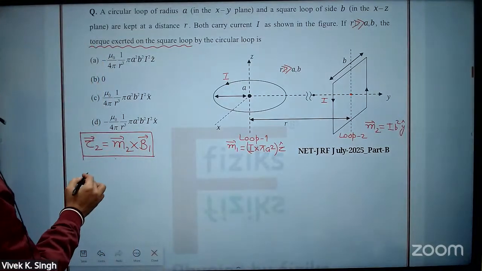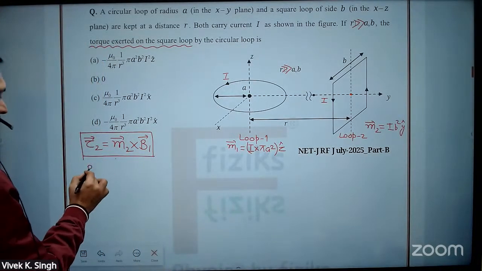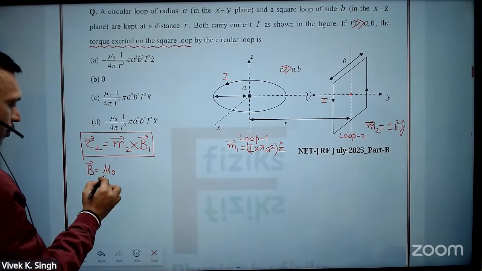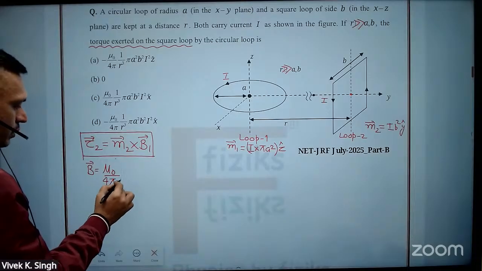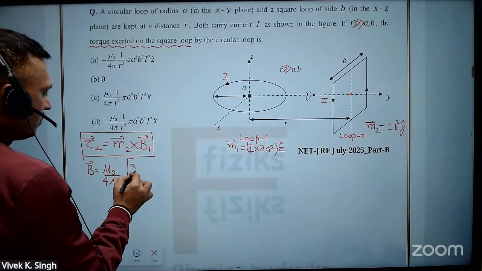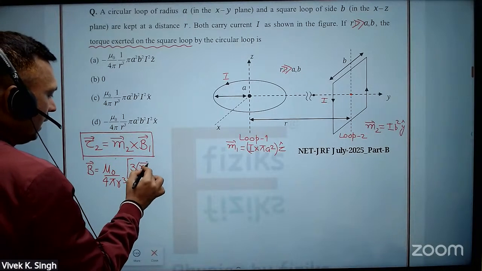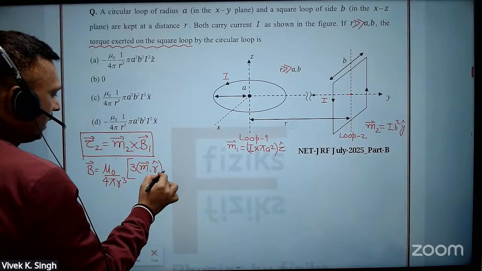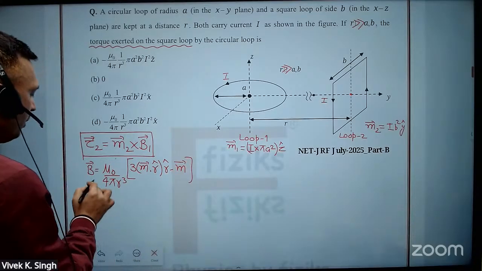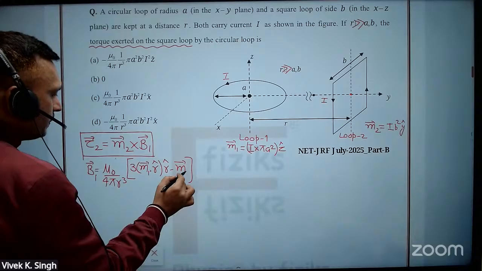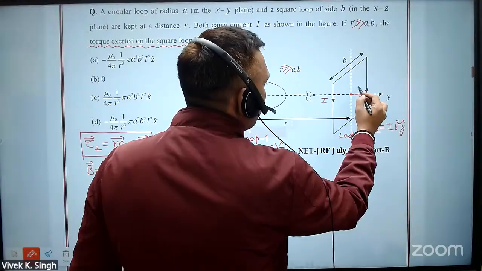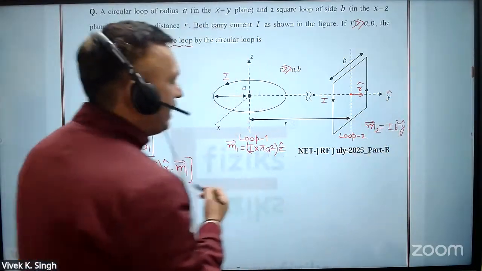So what will be the magnetic field formula? Use this result. B is mu naught by 4 pi r cube. We will use the coordinate free form. So this is 3 m dot r cap minus m. So if it is B1, you should write here M1. And because you are taking it at r distance away, what will be r cap? R cap is simply y cap.